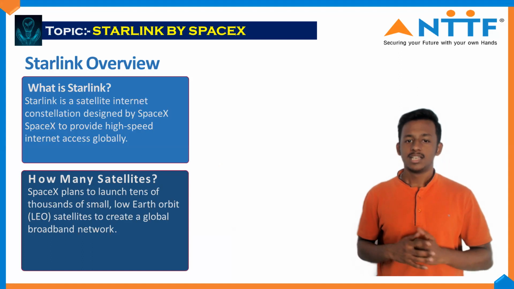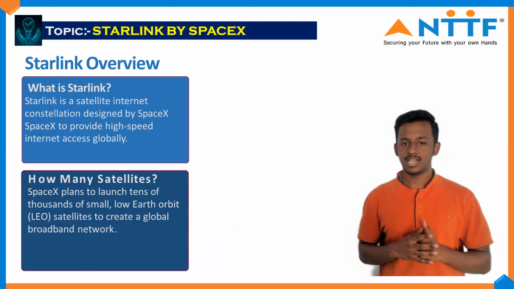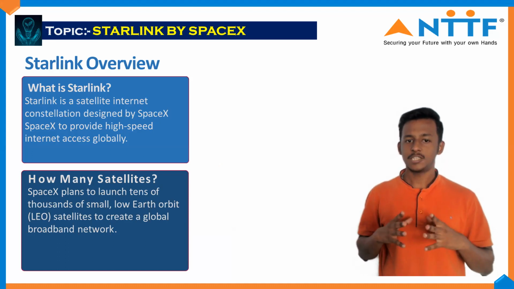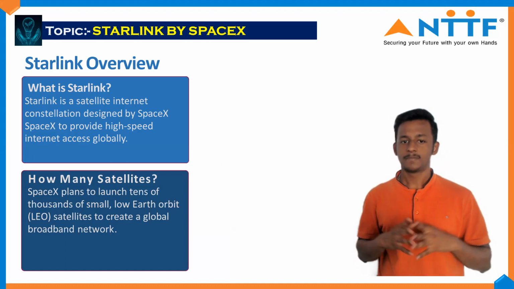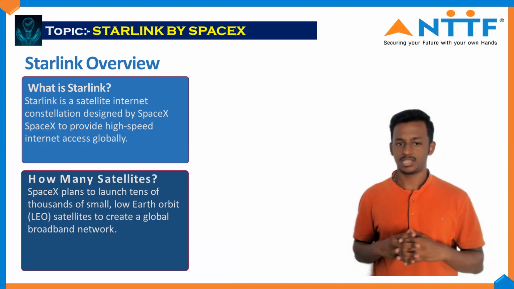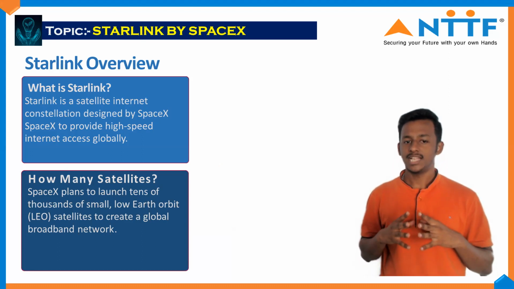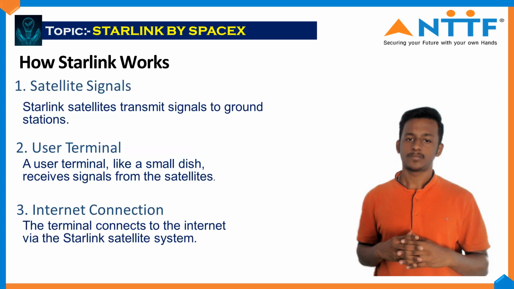What is Starlink? Starlink is a satellite internet constellation that is designed by SpaceX. SpaceX aims to provide high speed internet access globally. How many satellites are going to be launched? SpaceX plans to launch tens of thousands of satellites to low Earth orbit to create a global broadband network.